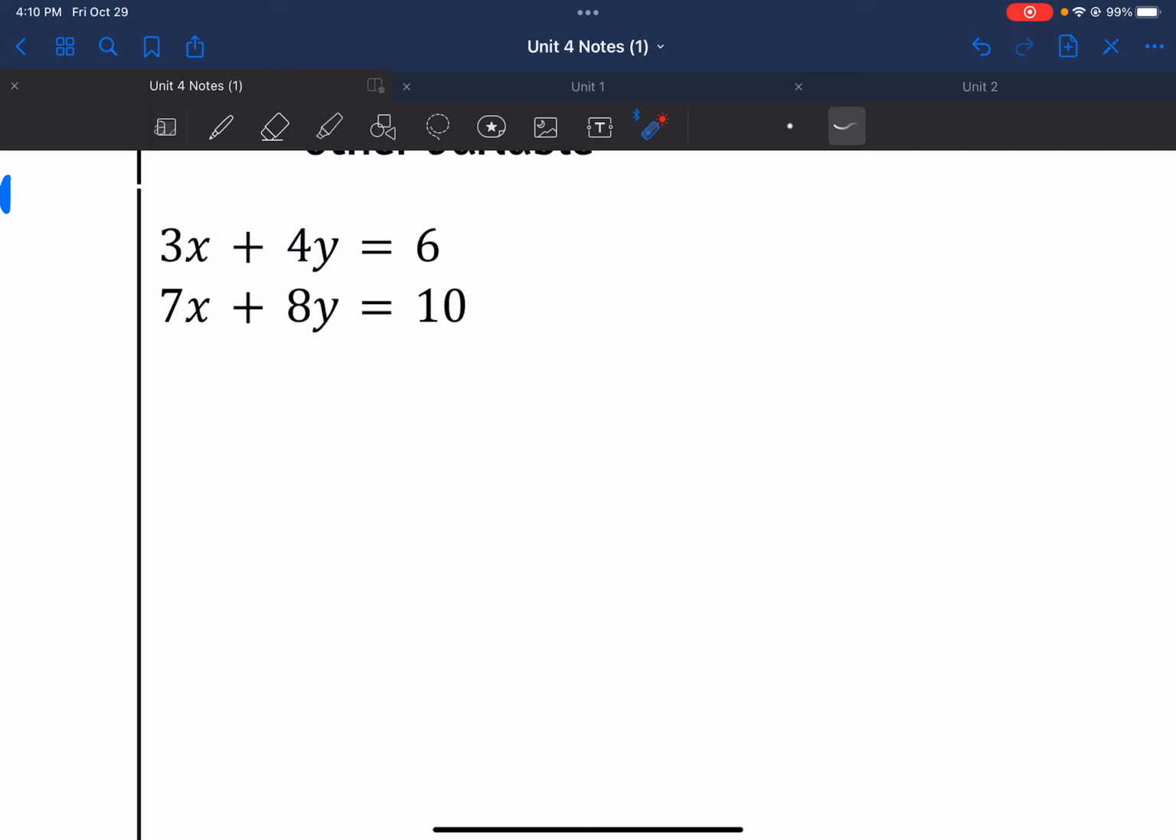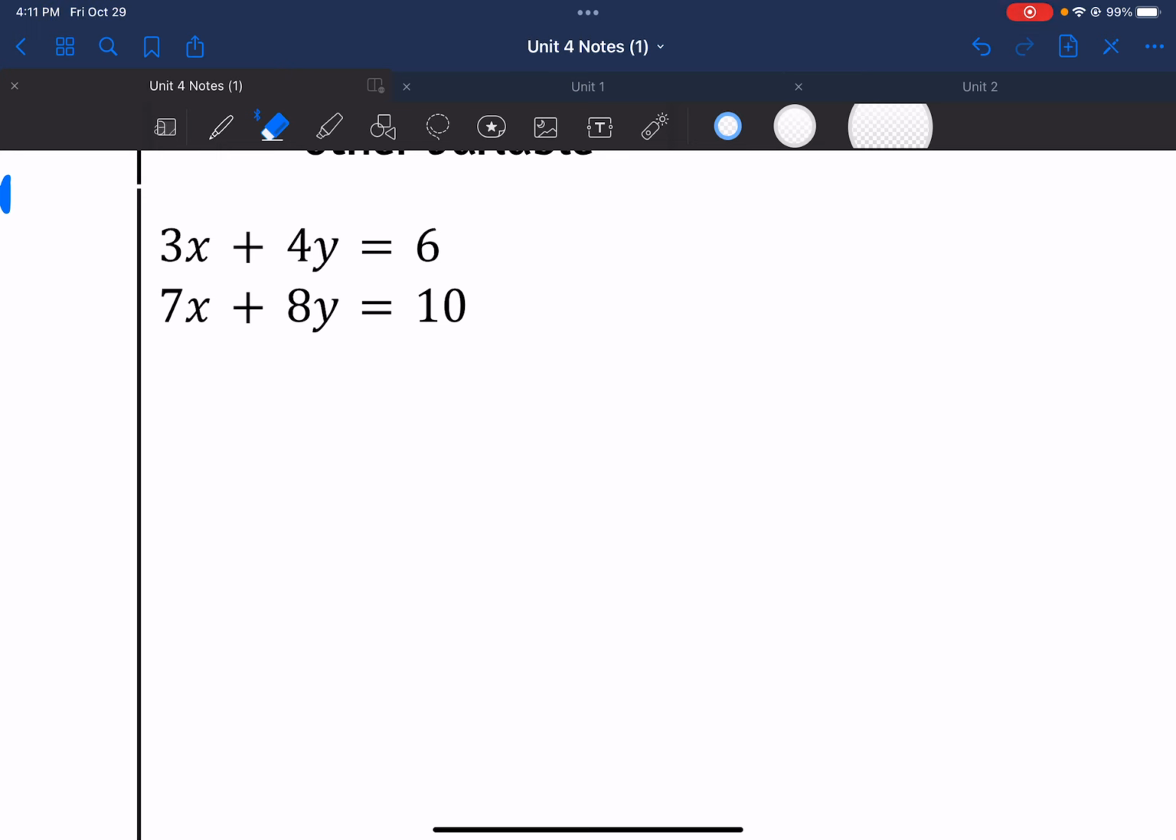What I need you guys to find is, first we need to see is that we always need to line up the x's, the y's, and the constants, just like we have here, right? The x's are aligned on top of each other, so are the y's, and so are the constants. We always need to do that. That's step one.